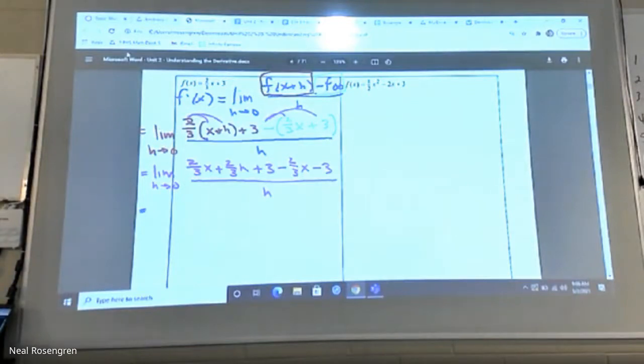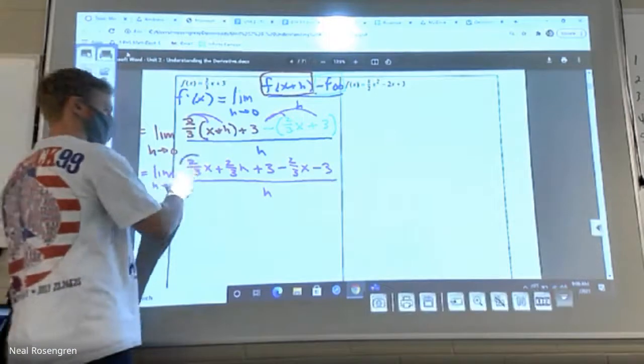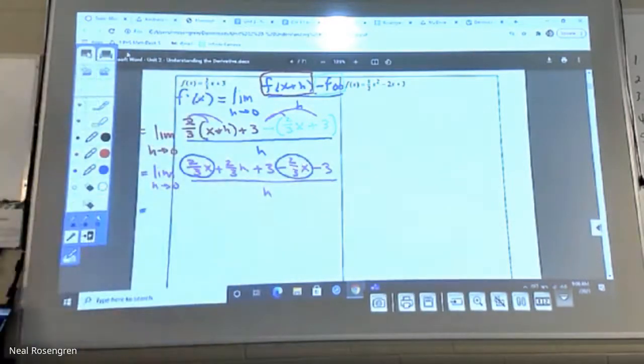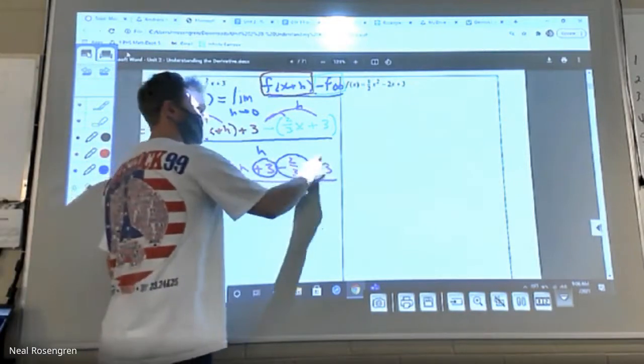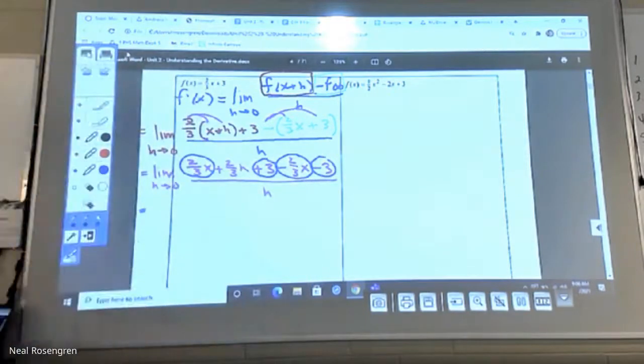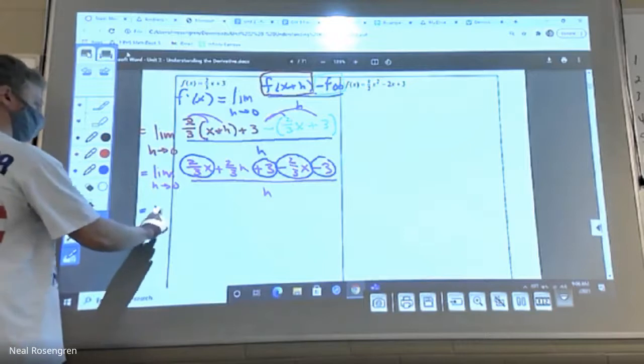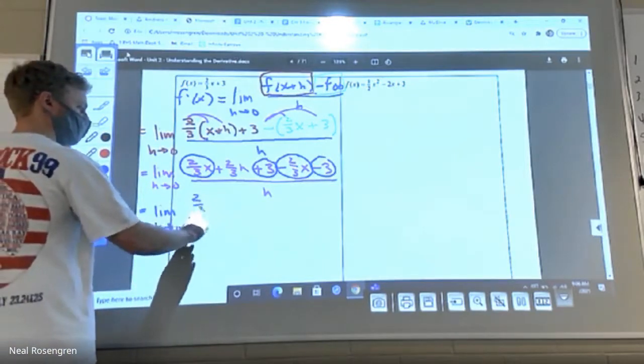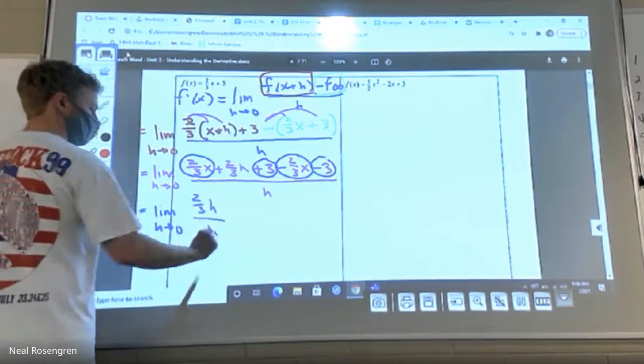What do you notice? Do you see any like terms that we can connect? Nice. We got a 2/3 x and a negative 2/3 x. Cool. What else? Positive 3 and negative 3. And all of those are opposites, so they're all going to add to 0. And so what's left over is just that 2/3 h up top and an h on the bottom.